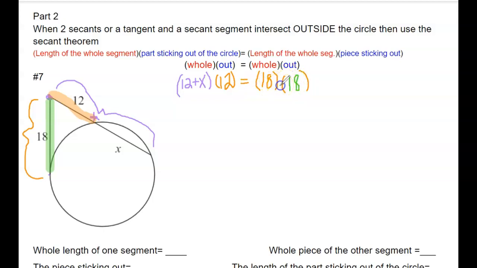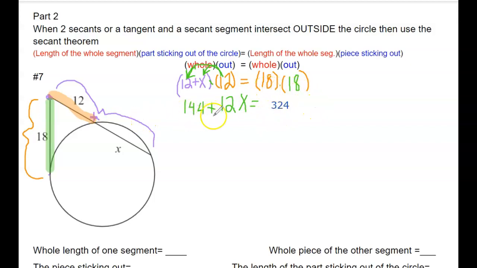So what's 18 times 18? And then I do this here. We have to use distributive property. So what's 12 times 12? Good. It's 144. And then 12 times x. Yep, very good. It's 12x. So I'm going to put 12x equals, go ahead and see what is 18 times 18. Good. 18 times 18 is 324.